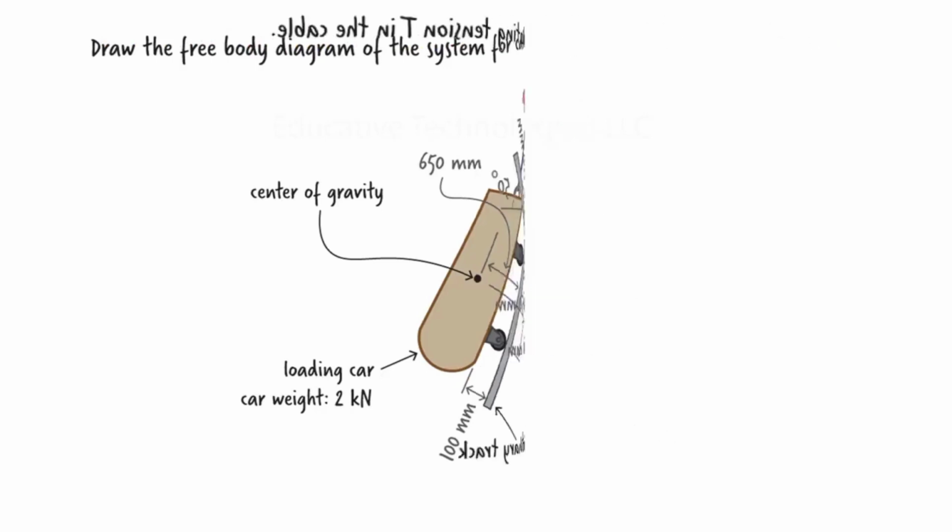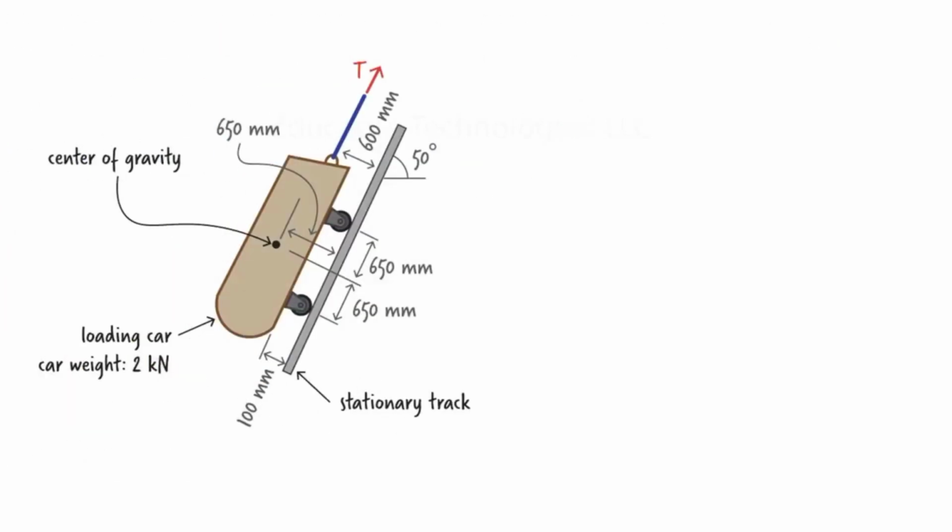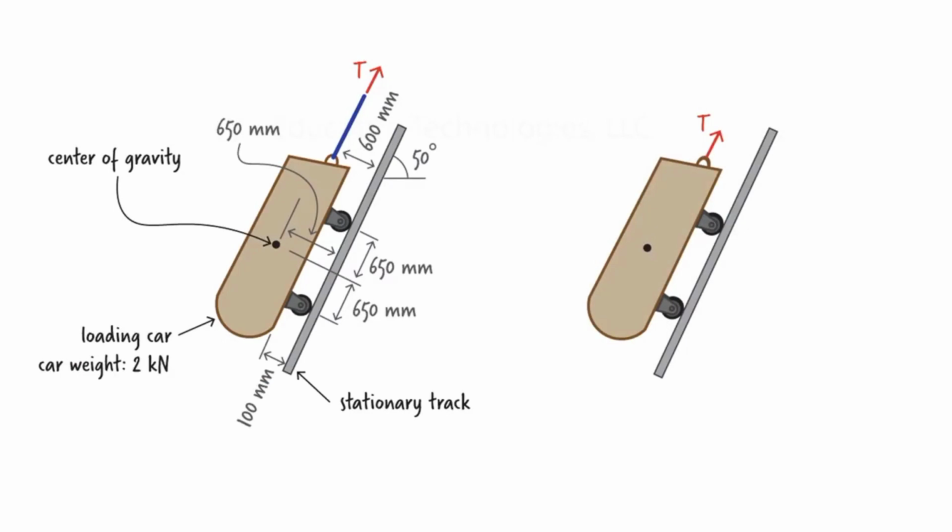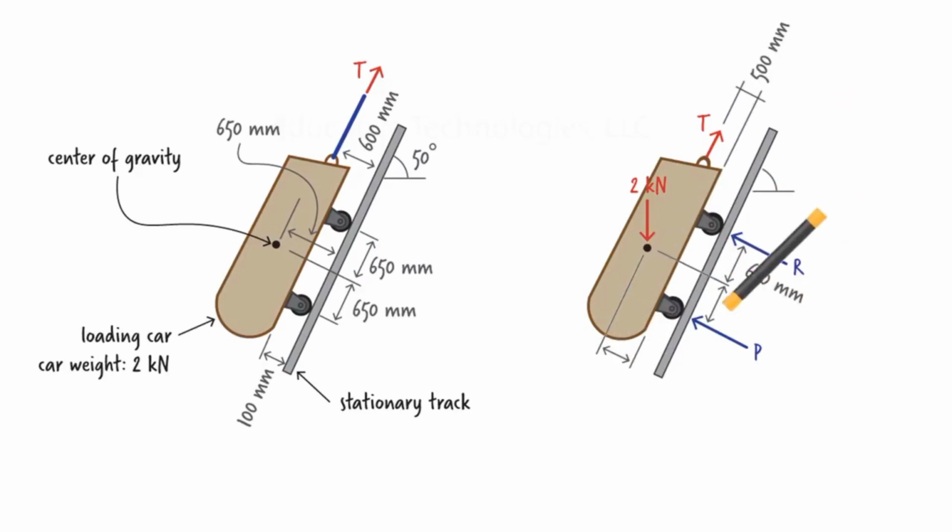We start by placing the weight of the car at its center of gravity. This is going to be a downward force of 2 kilonewtons. The car rests on the track at 2 points where the wheels are in contact with the surface of the track. The wheels we treat as rollers. Therefore, there is going to be a perpendicular reaction force at each roller support. We are going to label these forces as P and R. Since we are considering the system as a whole, no other force appears in our free body diagram.